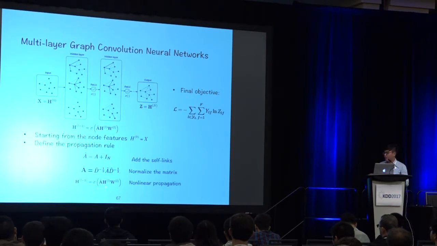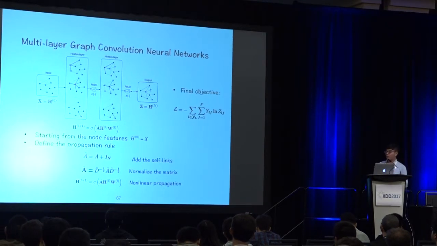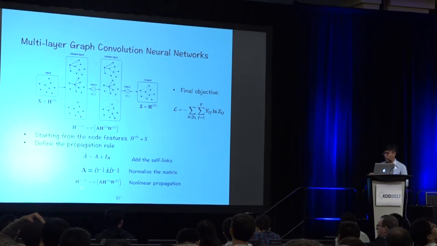And then after this combination, we do a nonlinear transformation. So here we have WL, which is a linear transformation, and sigma is a nonlinear activation function, and then we can get the new node embeddings, so HL plus one.